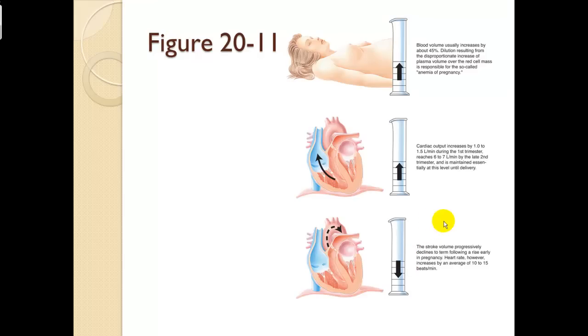So, stroke volume declines, heart rate increases, cardiac output increases, and then our actual blood volume goes up, but due to the plasma dilution, the female appears anemic.